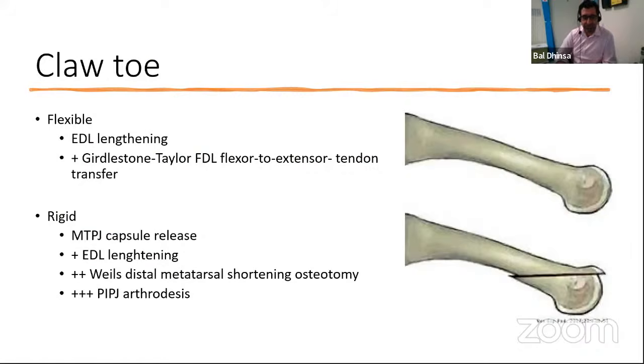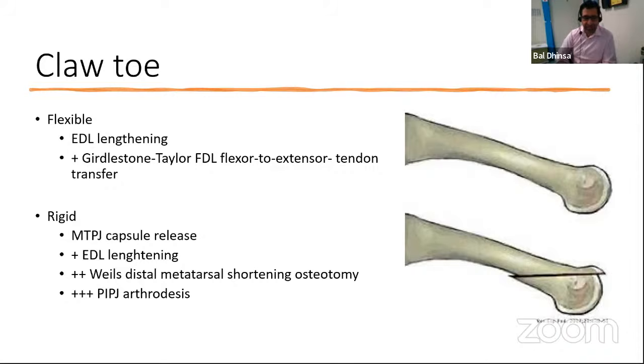So if they are flexible and it's more forefoot related, not related to hindfoot or midfoot, certainly a bit like the hammer toes, you use options such as Girdlestone-Taylor, and you may augment this with an EDL lengthening as well to try and get the toe to sit down.